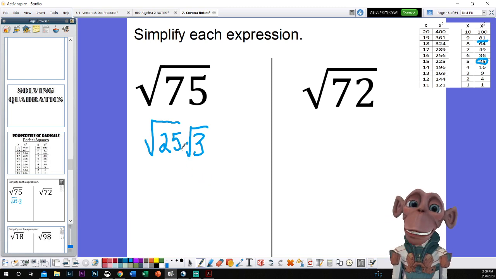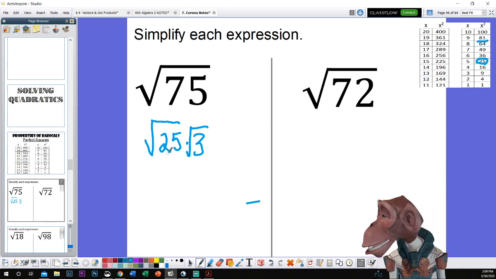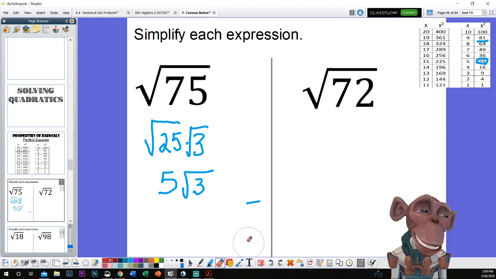So what's the square root of 25? Well, that's easy. It's up here on the chart. If you don't know it, that's 5. So instead of the square root of 25, I'm just putting 5. What's the square root of 3? We don't know. So I'm just putting square root 3. And that's it. That's all we had to do to reduce.